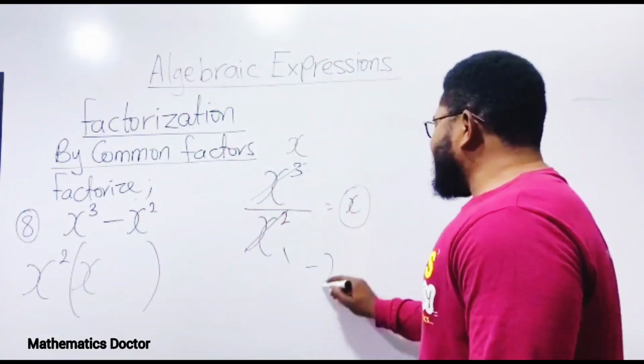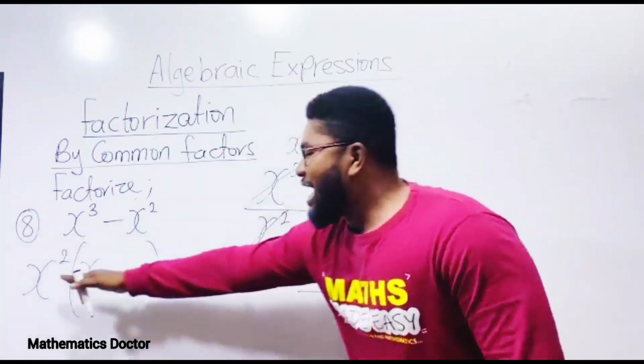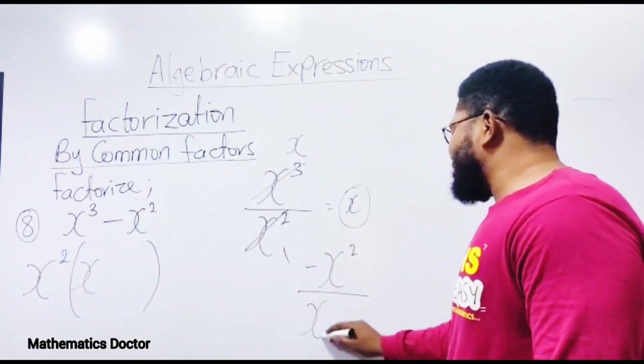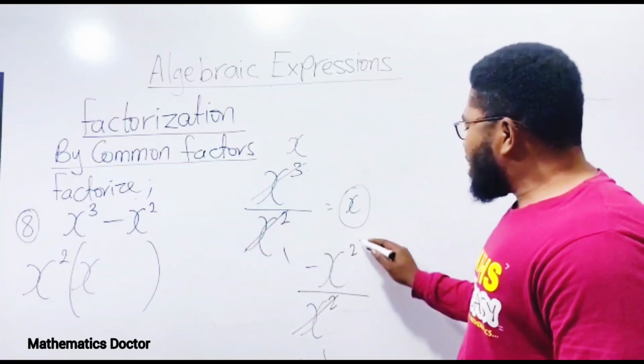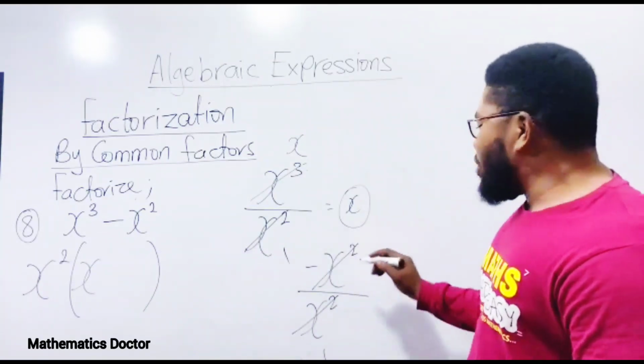So we have minus x squared. Then we divide it by the highest common factor, which is x squared. Now x squared into itself is 1, and x squared into minus x squared is minus 1.